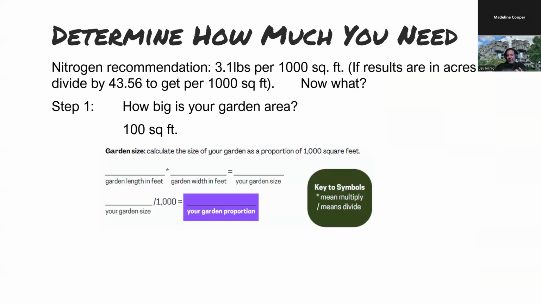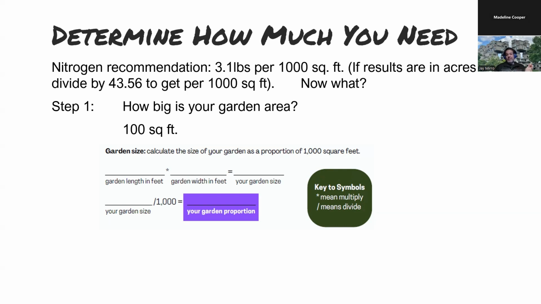So how do we determine how much we need? When you send in a soil sample, I'll send out a couple of fact sheets and calculator tools. The first step in determining what you need is to get down to your actual garden size. In this example, our raised beds for the sample I sent in are really only 100 square feet. So what we want to do is make what we call the garden proportion.